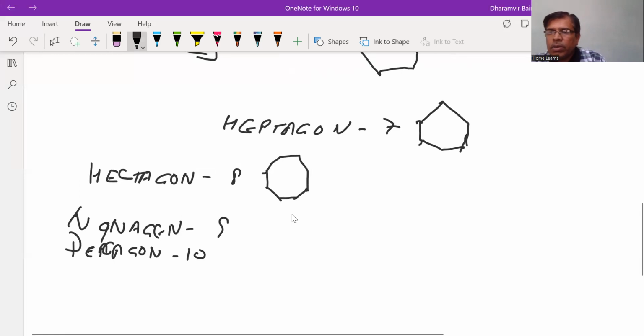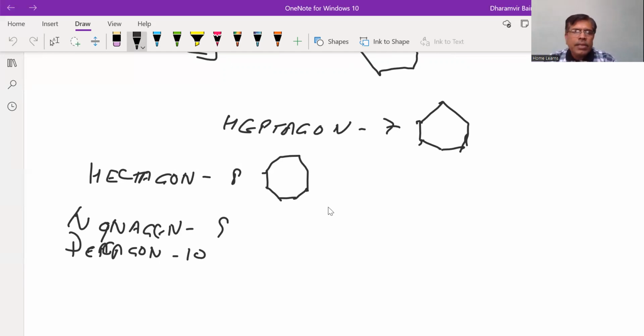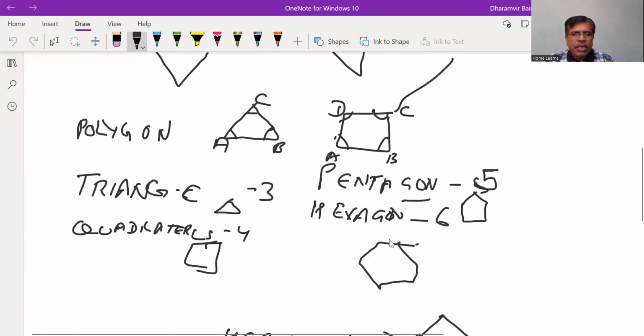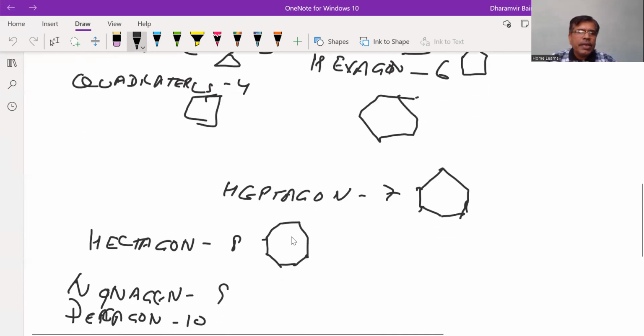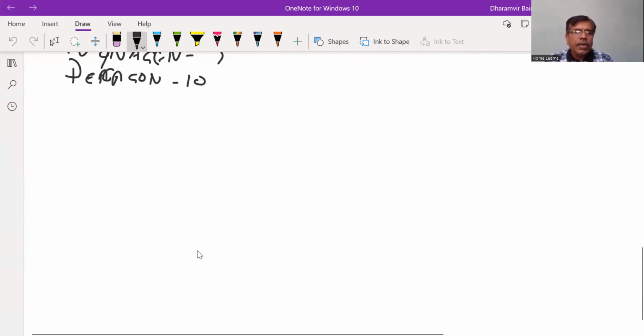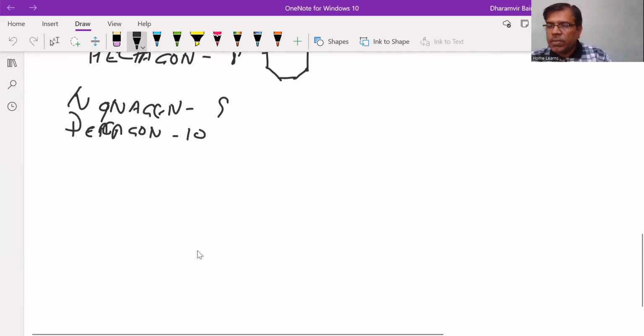These are the polygons. Polygons are classified on the basis of the number of sides or the number of vertices. Like triangle is the smallest polygon that has 3 sides, 3 vertices, 3 angles. Then quadrilateral has 4 sides. Pentagon has 5 sides. Hexagon has 6 sides. Heptagon has 7 sides. Octagon has 8 sides. Nonagon 9 sides. Decagon 10 sides. All these are polygons.